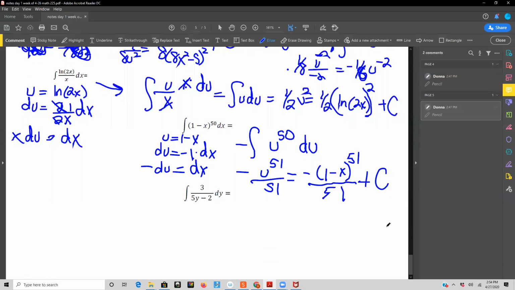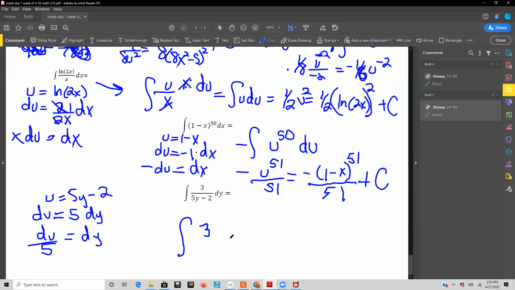Okay. Now this last one, I don't have parentheses, I don't have radicals, but I do have a little fraction. So I'm going to let u be the denominator, 5y minus 2. So du would be 5 dy, because the derivative of that is just 5. So dy is du over 5. I have 3, nothing I need to do with that. 5y minus 2 is u, and dy is du over 5.